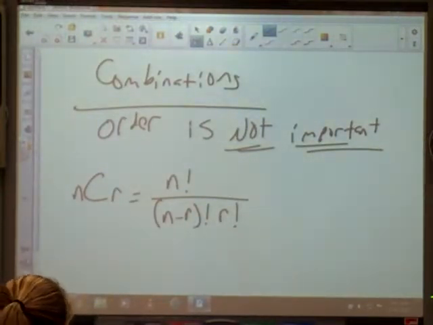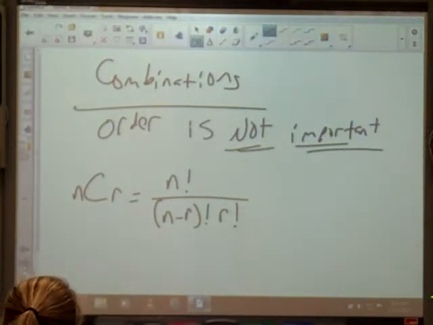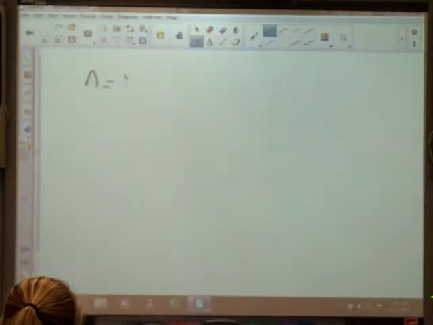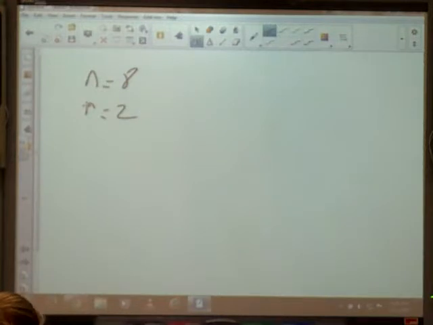Okay, so we've ordered our grilled chicken sandwich, whatever. We get 2 side dishes, and there's 8 to choose from. So that means we got 8, and we are choosing 2. 2 side dishes out of 8. How many different ways can we choose our side dishes?